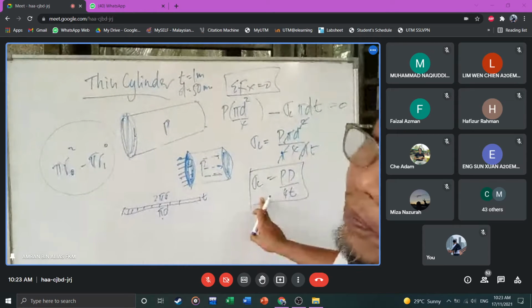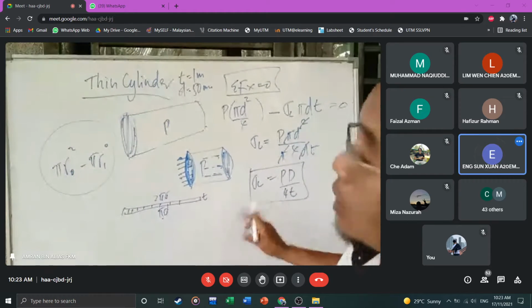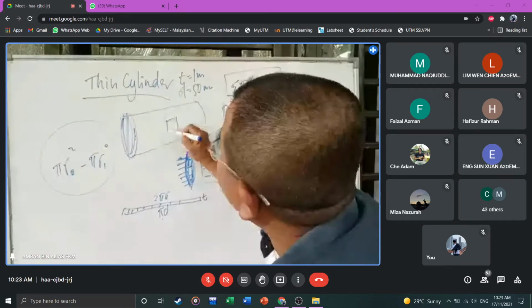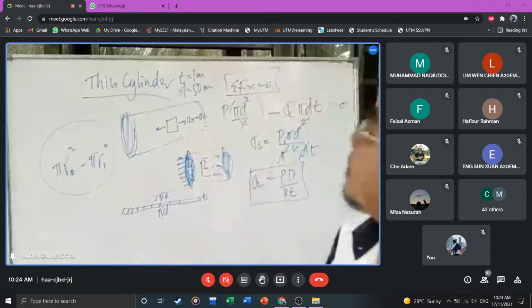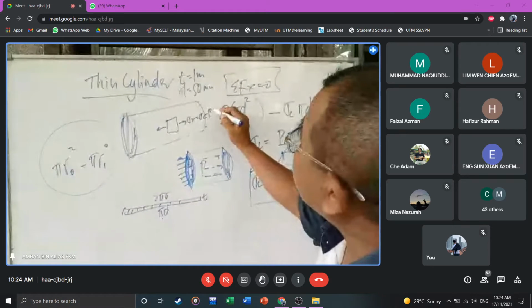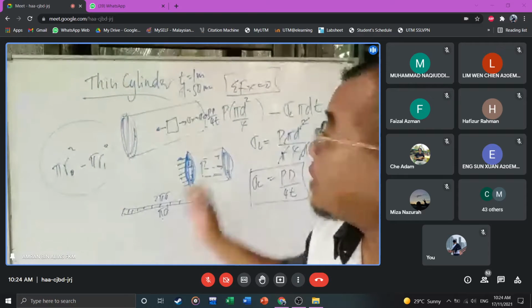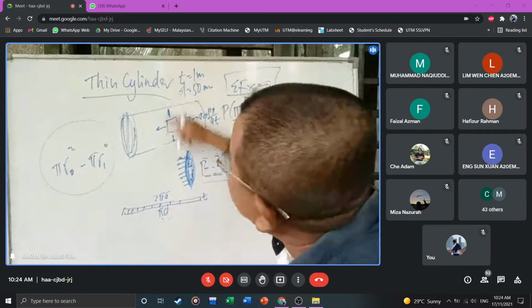Are you with me? Everybody? Yes. So we know the pressure inside, we know the stress. If you draw an element there, we know the stress there. Your sigma X is equal to sigma L is P d over 4t. Very simple.